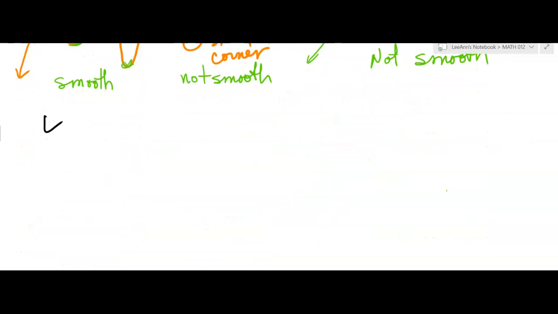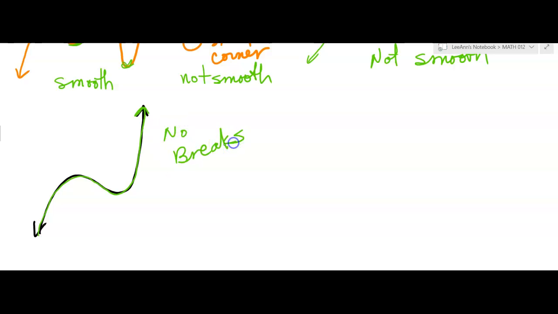Okay, now what do we mean by continuous? A continuous curve is one where if I have this graph, I can trace it without picking up my pencil. So when I trace this curve, I start here and I can follow it all the way through. There's no breaks. That means it's continuous.